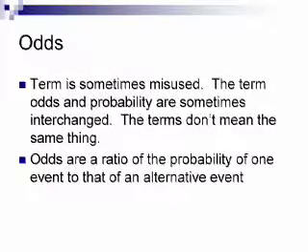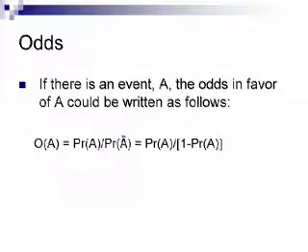In everyday conversation, people sometimes use the term odds as meaning probability. They are not the same. The odds of an event is the ratio of the probability of the event to that of an alternate event. So, the odds of an event A is the probability of A divided by 1 minus the probability of A.